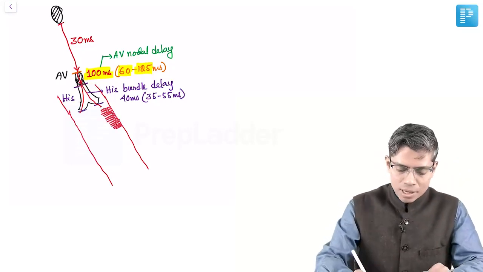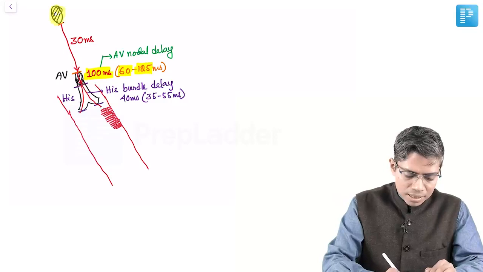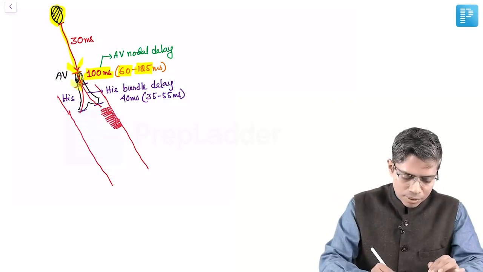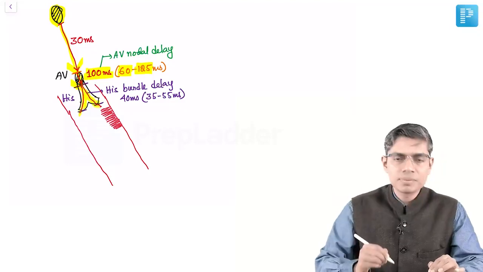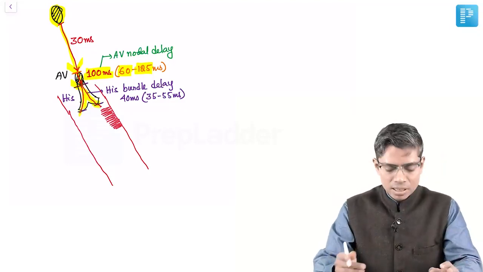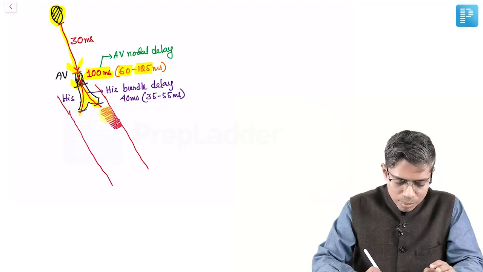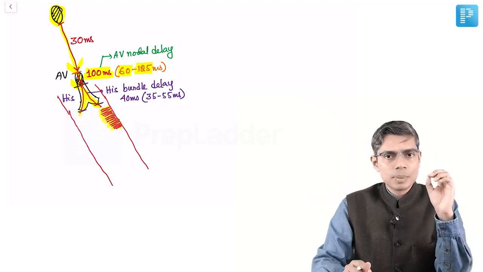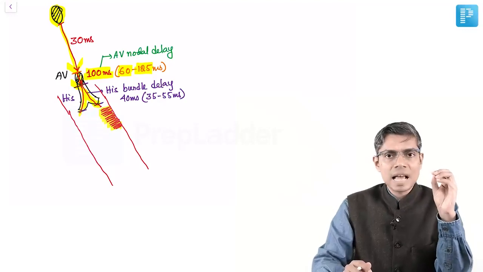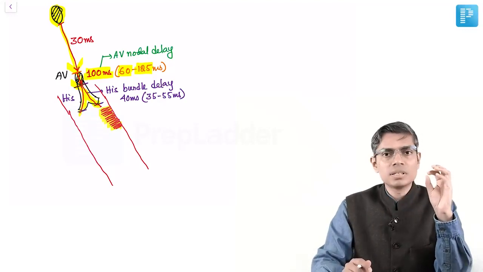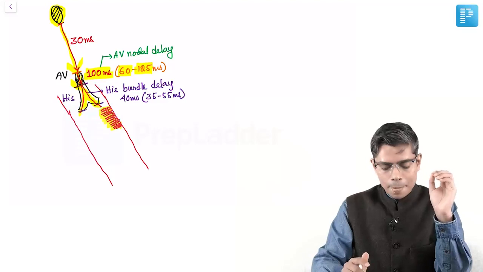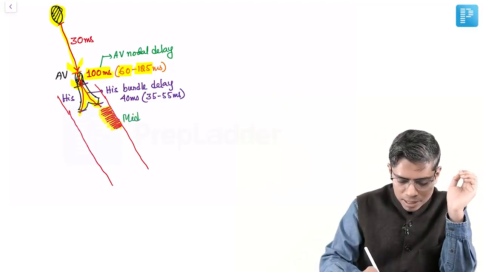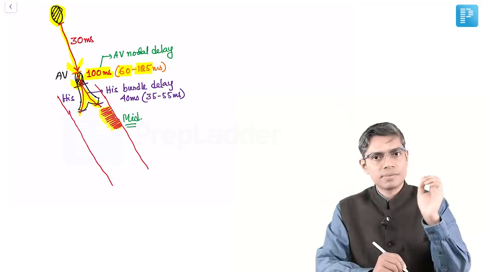So the SA node has produced one impulse that is traveling down to the AV node, then it is passing through the AV node, and then it is passing through the bundle of His. Now whenever it is passing through the bundle of His, the next structure is the muscles of the septum, that is the septal muscle. Now the impulse is going to cause activation or depolarization of the interventricular septum. Which part of the interventricular septum? The middle part of the interventricular septum will be depolarized first.